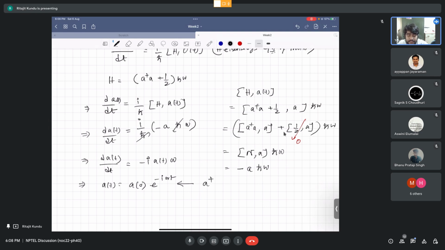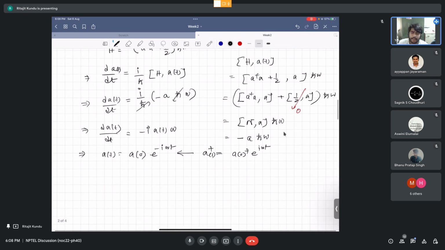You just take the dagger of this expression on both sides, so it becomes a0 dagger e to the power i omega t. So this is how both a and a dagger depend on time. The dependence is very simple. It is just a plane wave kind of dependence.